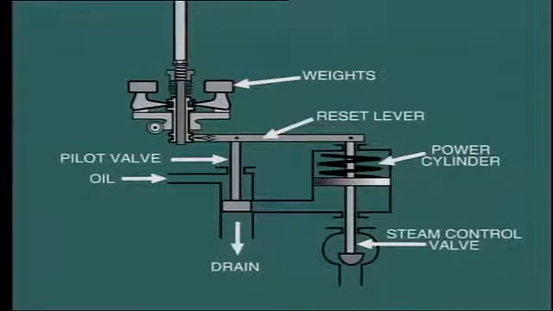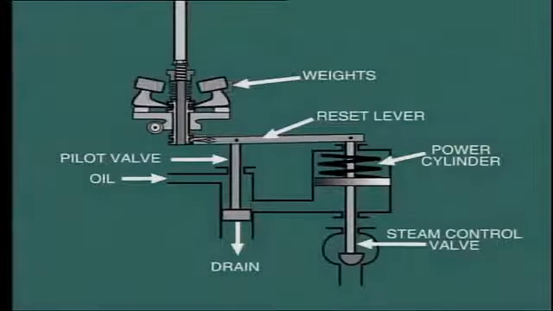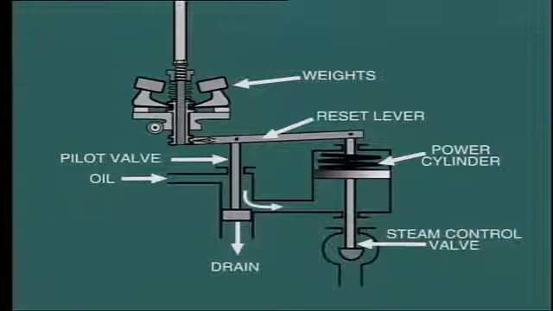In this configuration, a change of turbine speed causes the centrifugal weights to move. For example, a decrease in speed causes the centrifugal weights to move inwards and lower the pilot valve. This, in turn, allows more high-pressure oil to enter the power cylinder and raise the piston against the compression spring.